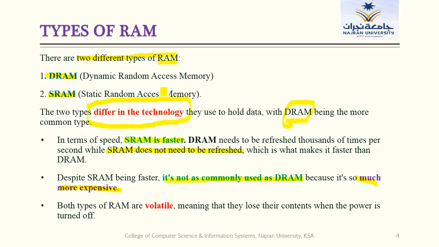And at the end, one thing common to both these types of RAM is that both are volatile, meaning they lose their content when the power is turned off. Whenever you switch off your computer, everything available in DRAM will be lost. So there is a concept of volatile and non-volatile. These two RAMs are volatile, meaning they are temporary storage. The data we store will be gone whenever you power off your computer.